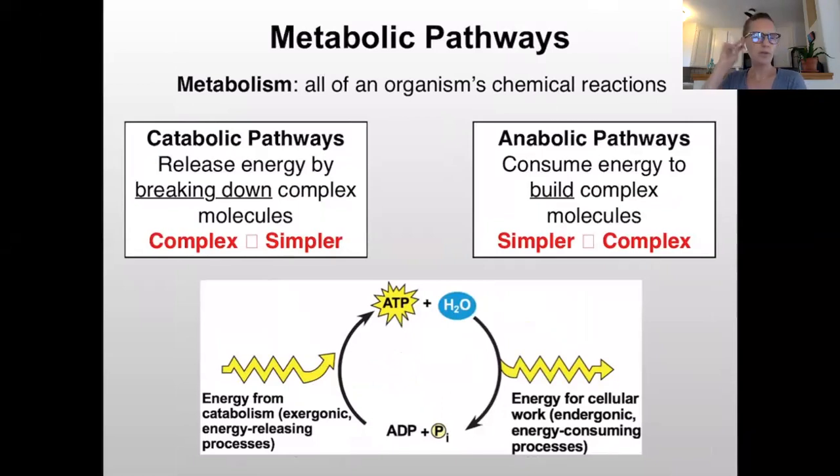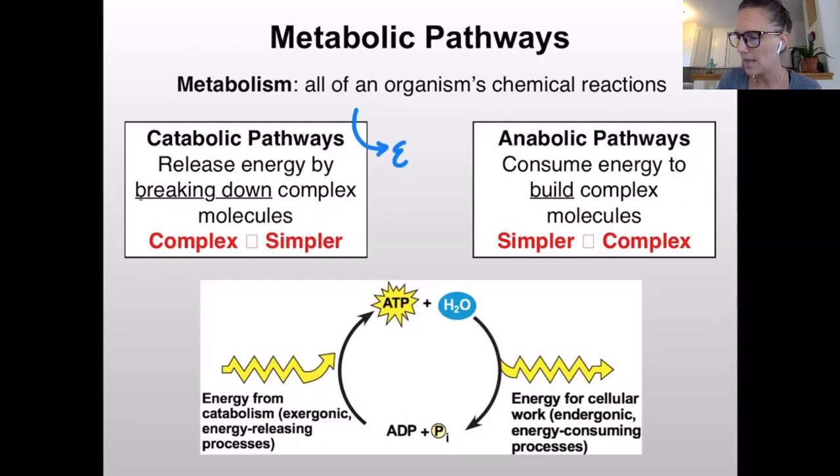Okay, so we're starting with metabolic pathways. Metabolism is defined as all of an organism's chemical reactions, all of them. It's a whole lot of chemical reactions, all right? And those reactions can either be catabolic or anabolic. Catabolic releases energy. So you're going to get energy out, right? So energy out is catabolic.